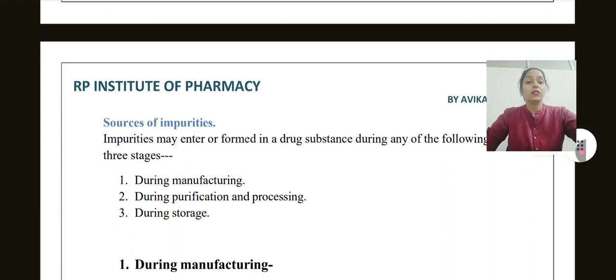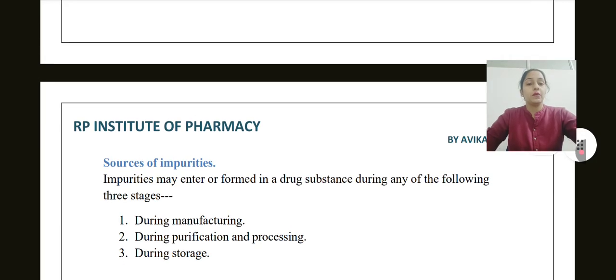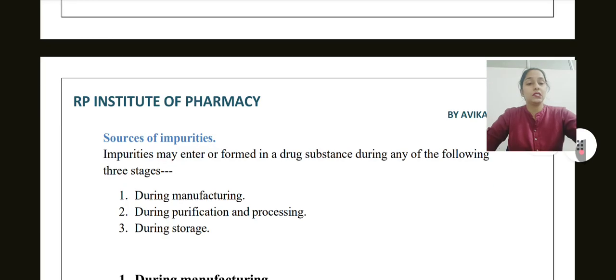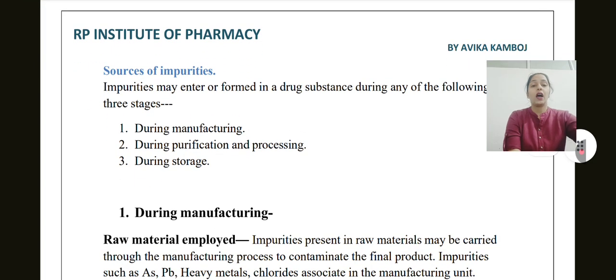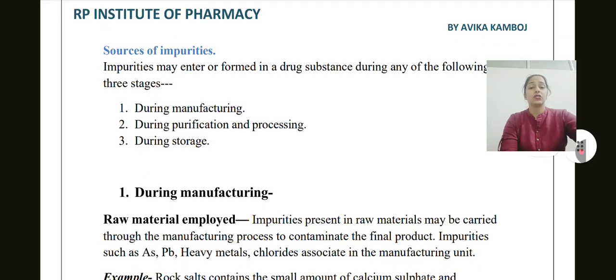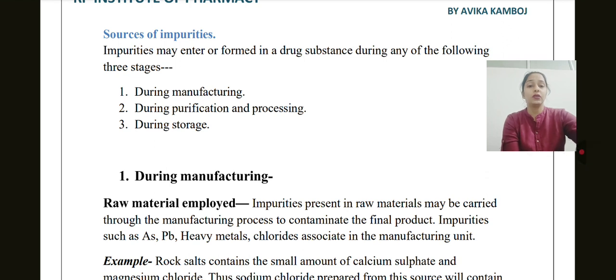So, what are the various sources of impurities? Impurities may enter or be formed in a drug substance during any of the following three stages. First, during the manufacturing process, second, during the purification process and processing, and the third one is during storage. So, how does an impurity get indulged during manufacturing? We can look here. First of all, during manufacturing, if we are using raw material, impurities present in the raw material may be carried through the manufacturing process to contaminate the final product.